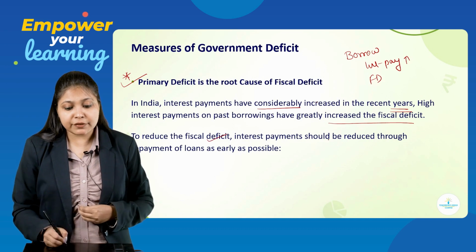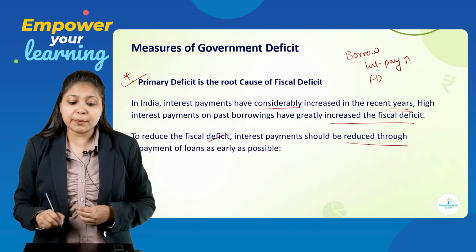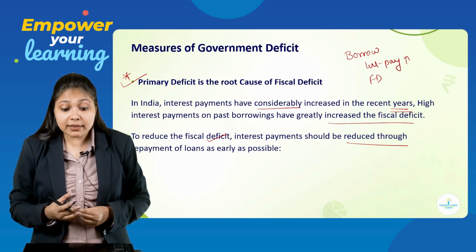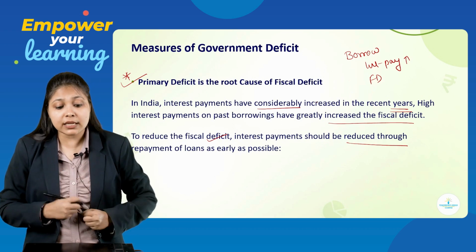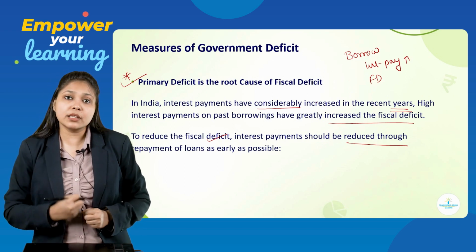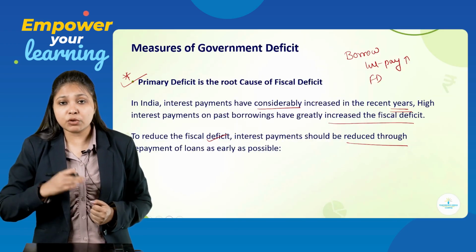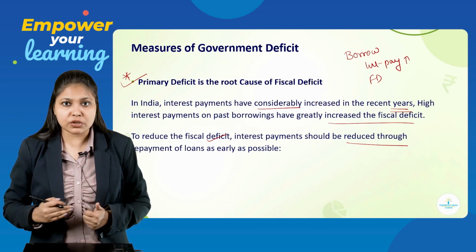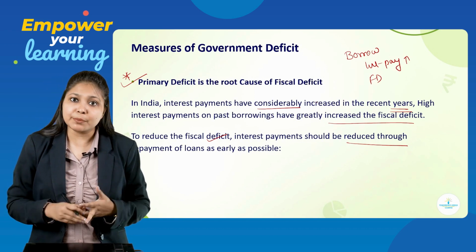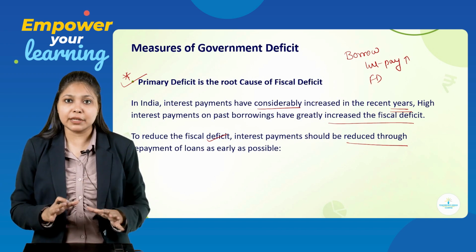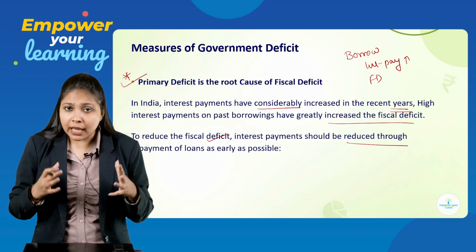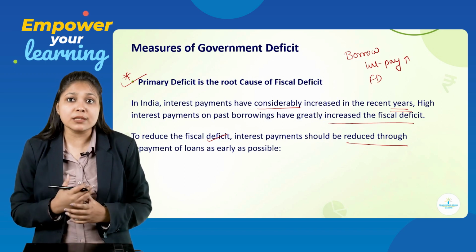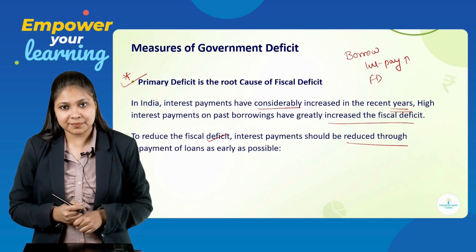To reduce fiscal deficit, interest payment should be reduced through repayment of loans as early as possible. They say that if you want to reduce the problem of fiscal deficit, it would be better that you reduce the interest payment by repaying the loan as soon as possible. So these were basically the three types of government deficit situation: revenue deficit, fiscal deficit and primary deficit. Okay, all the three are very important. You should know the meaning of revenue, fiscal and primary. High chances numerical questions are also expected from this particular part.